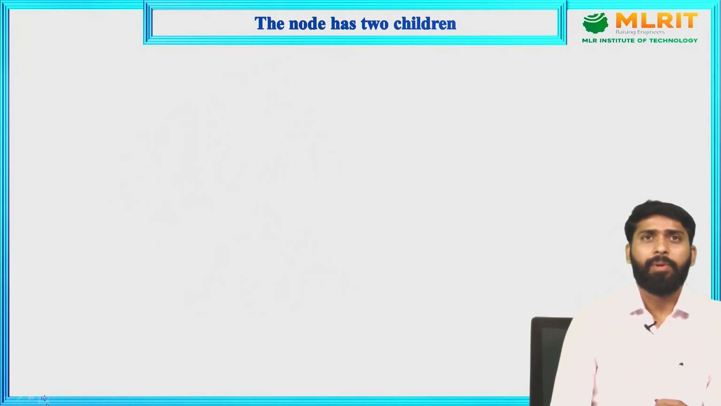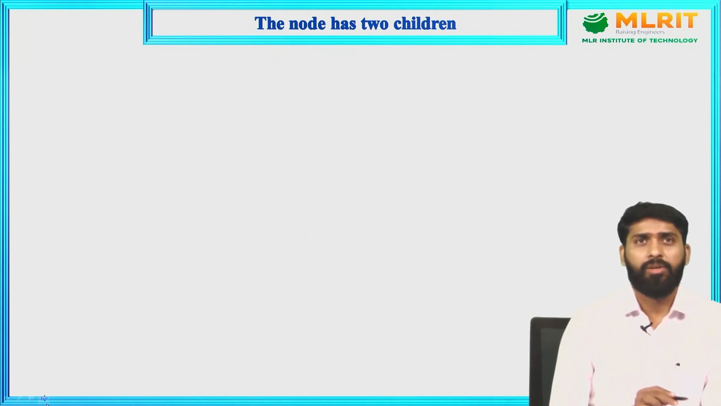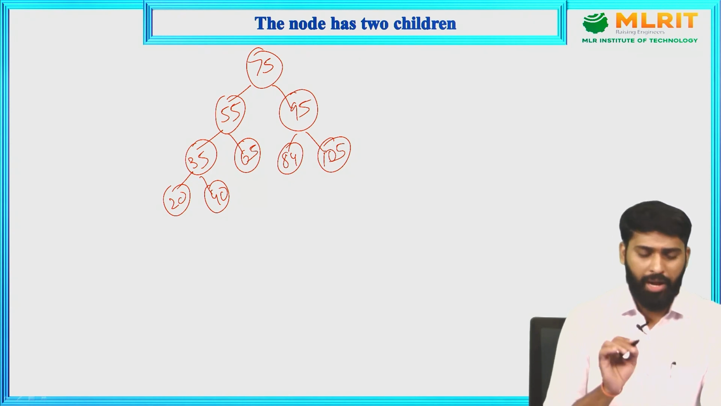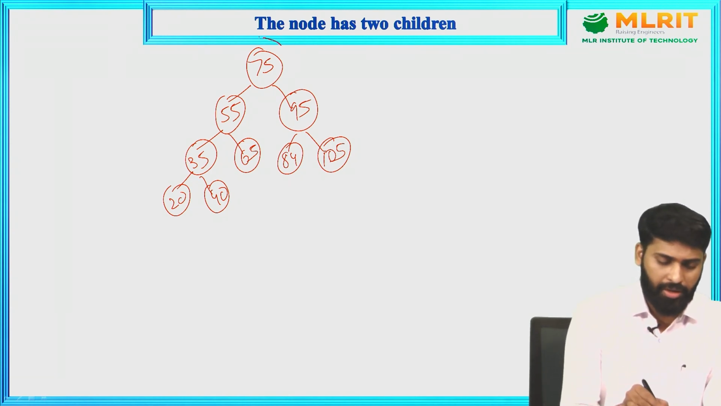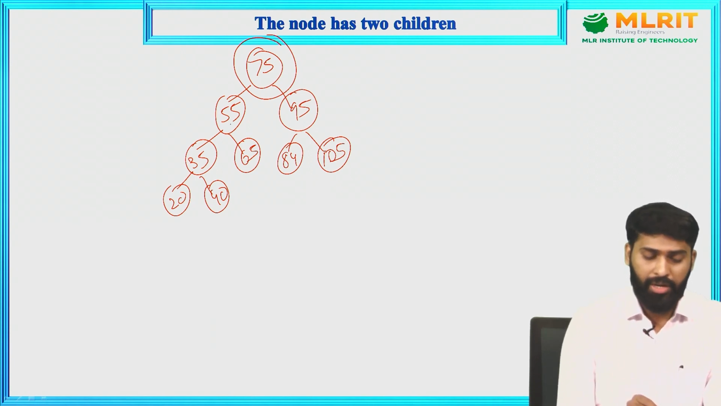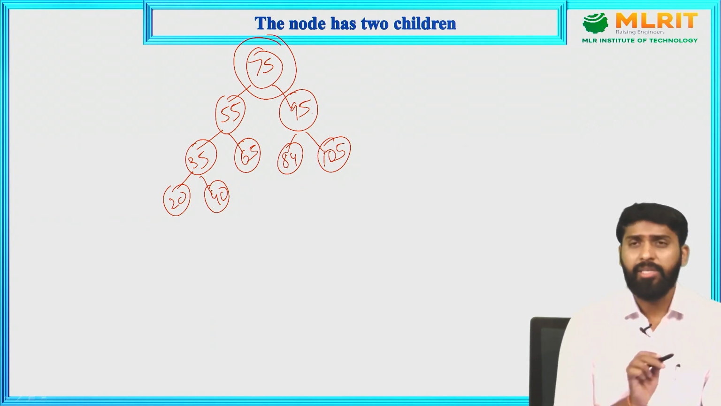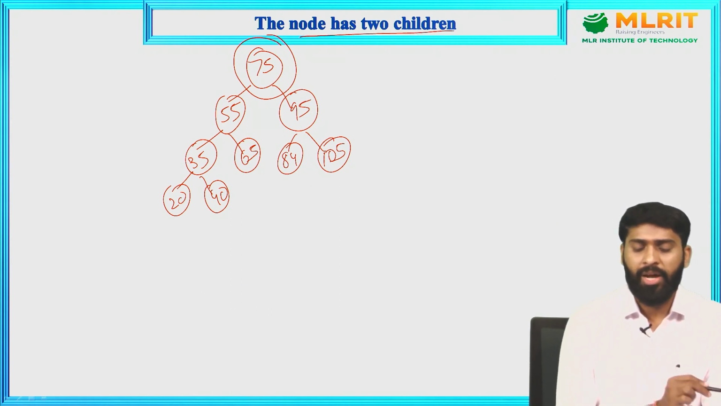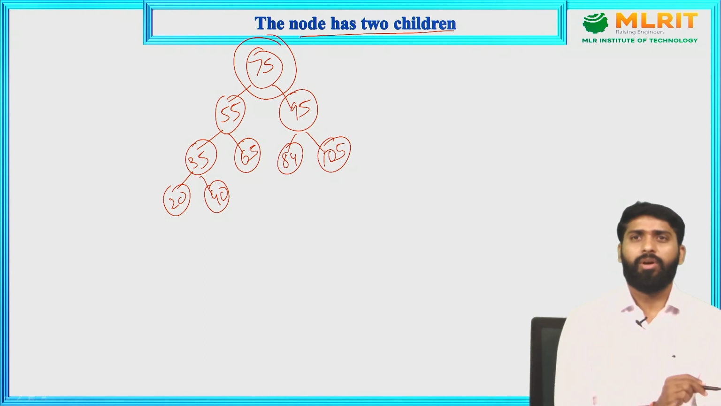Okay. Now coming to the third case, where the node has two children. So this is the binary search tree. Now I want to delete this 75. Now 75's left is 55, right is 95. So this comes under the third case, the node has two children. Now what is the solution?